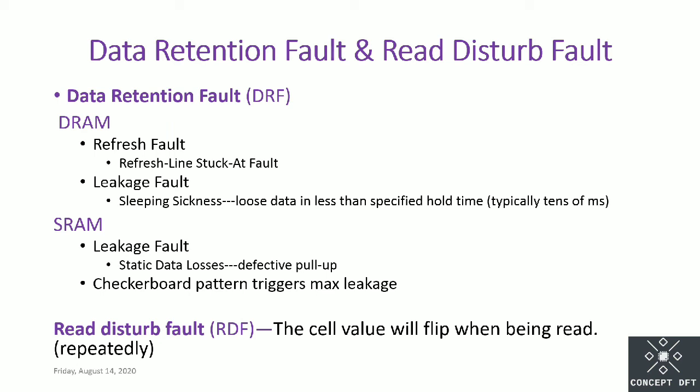In SRAM, leakage fault. If our pull-ups are defective, then there is a chance of losing data. That is a leakage fault. And checkerboard pattern will trigger in SRAM. That is another fault. Then register fault. If while performing operation, our cell value is continuously slipping, then this register fault will occur. So this is about data retention fault and register fault.